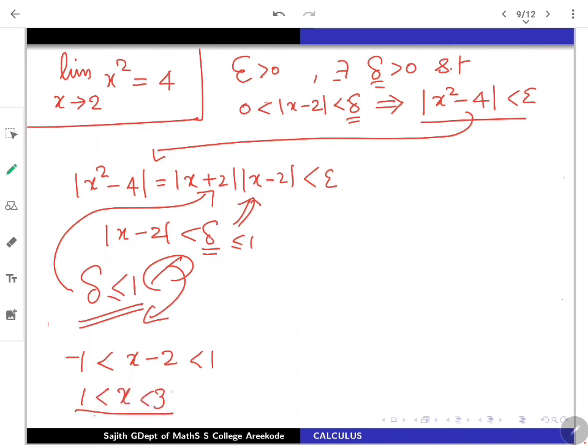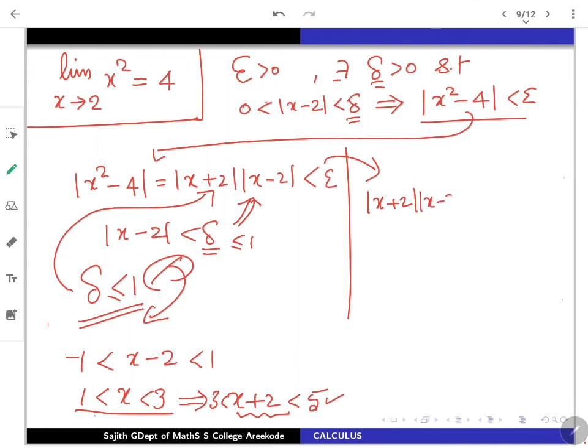So as x is varying between 1 and 3, you can ask what x plus 2 is. So x plus 2 can vary between 3 and 5, just adding 2 everywhere. So x plus 2 can go up to 5 only, which says in this situation mod x plus 2 into mod x minus 2, I can dominate by 5 times mod x minus 2. So this may go up to this only.